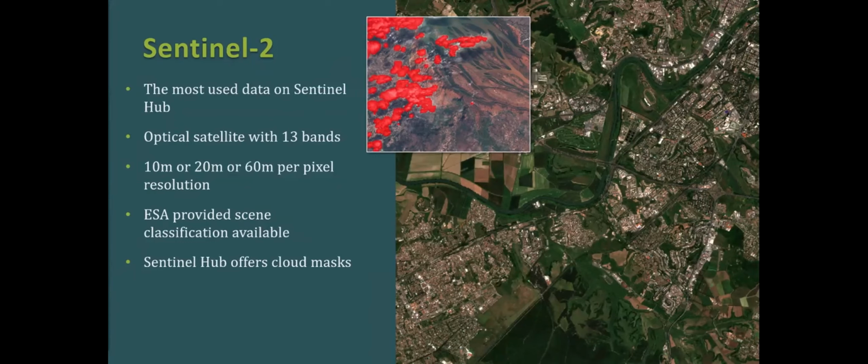ESA also provides scene classification, so essentially telling you what it thinks is on the ground, be it vegetated or built up. And in addition to this, Sentinel Hub offers cloud masks, which tells you which pixels are cloudy for each image. And this is super handy if you're doing data analysis and do not want clouds to interfere.